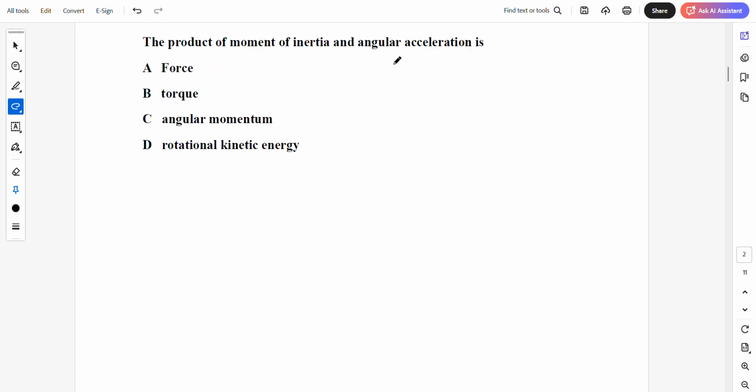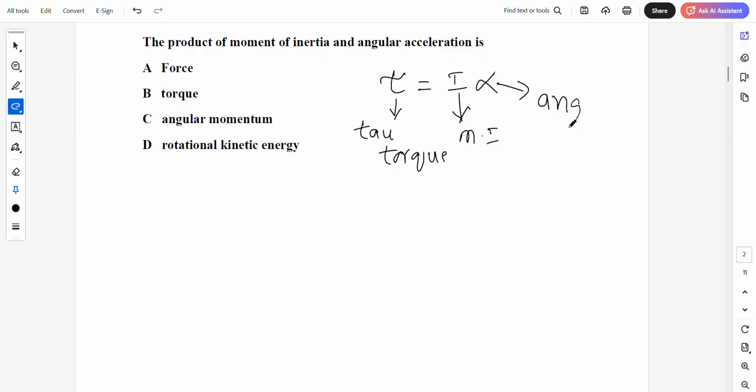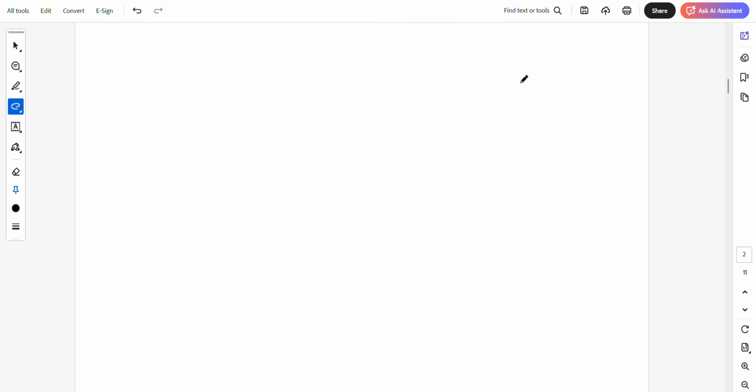The product of moment of inertia and angular acceleration. What is it? Torque is given by tau is equal to I into alpha, where this is called tau, torque. This is the moment of inertia, and alpha is the angular acceleration. The product of moment of inertia and angular acceleration is torque. Next problem.